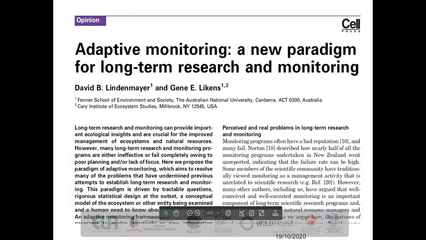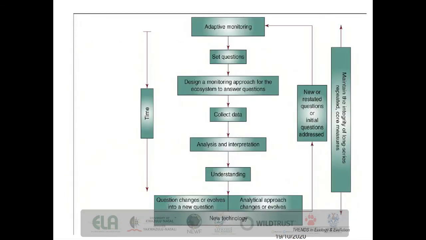So Gene Likens and I talked about this extensively and came up with this idea of adaptive monitoring. So it's a paradigm for thinking deeply about long-term research and monitoring and how you reshape questions to continue the monitoring program and continue to add value to what's already been gathered.